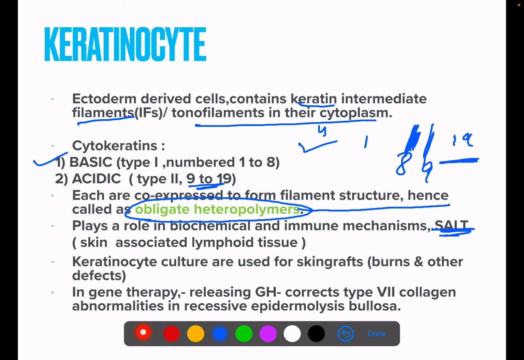Keratinocyte cultures are used for skin grafts, burns, and other defects. In gene therapy, releasing GH corrects type 7 collagen abnormalities in recessive epidermolysis bullosa. And what is GH? Please don't ask me, you must have been knowing this. What is GH?